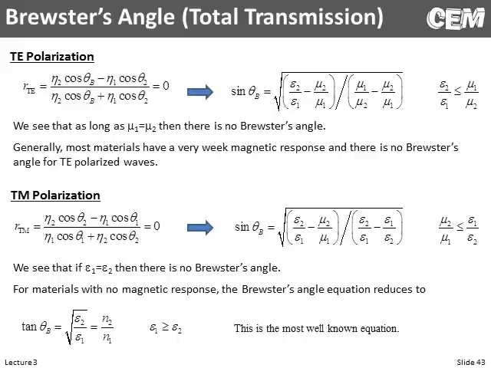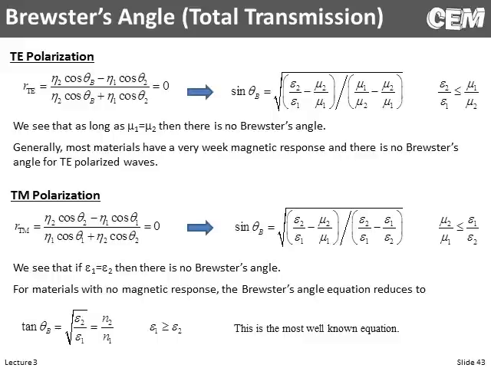So if the magnetic response on either side of the interface is the same, or there is no magnetic response, then there's no Brewster angle for the TE polarization. The TE polarization is always going to partially reflect or transmit unless there's some kind of magnetic response, which is rare. That's not the case for the TM polarization.